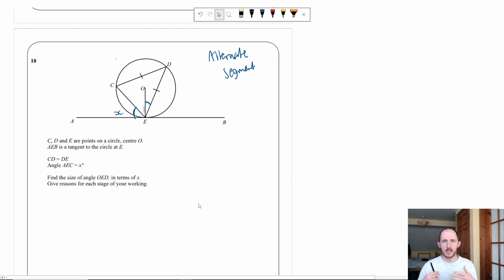Okay. Find the size of angle OED in terms of x. So again, doing the same thing, but instead of numbers, we're using x, but that shouldn't make a difference, right? Remember, letters are just numbers we don't know, okay? So, here's what we'll do. This angle here is equal to x. Alternate segment theorem, right? Hopefully you're getting good at spotting that now.